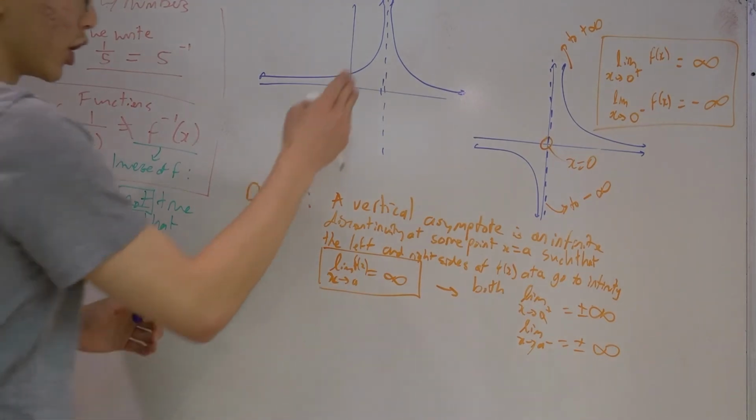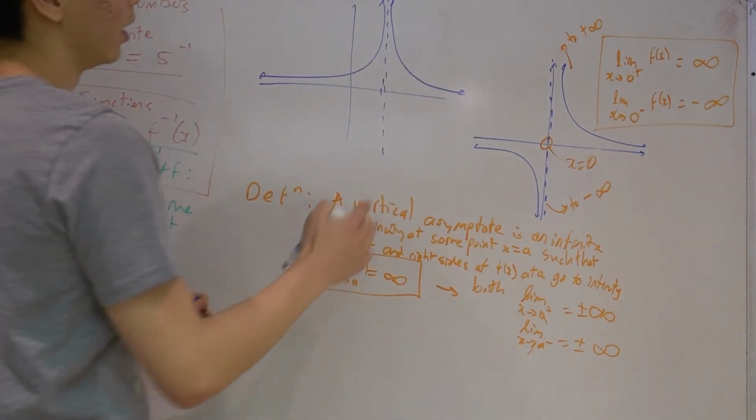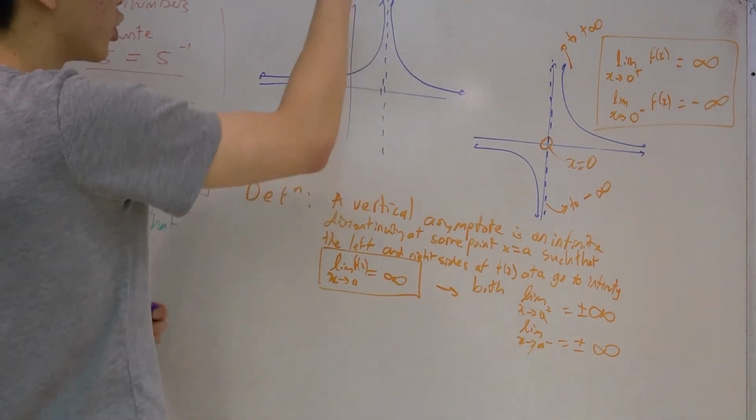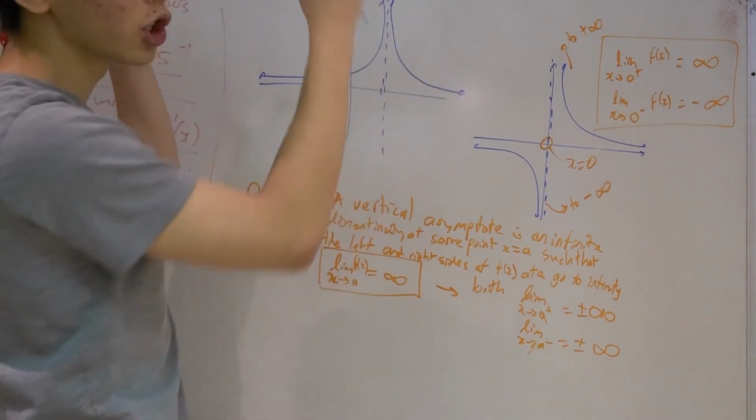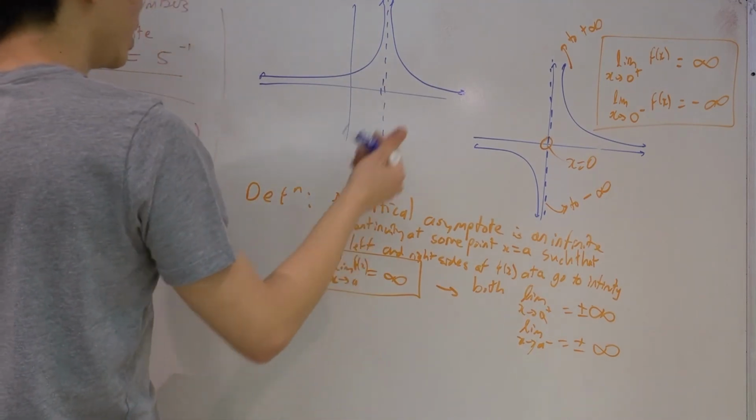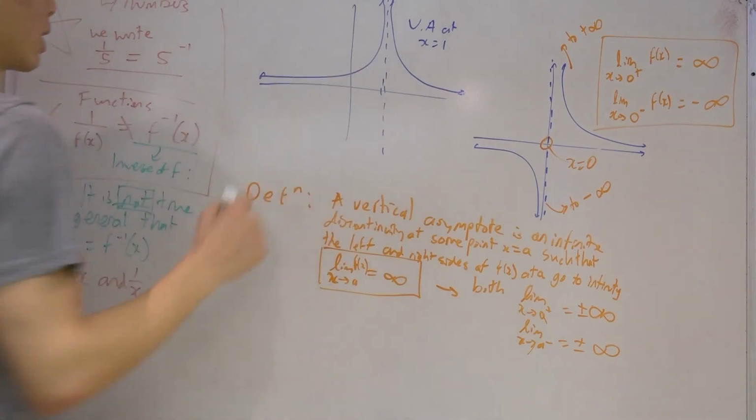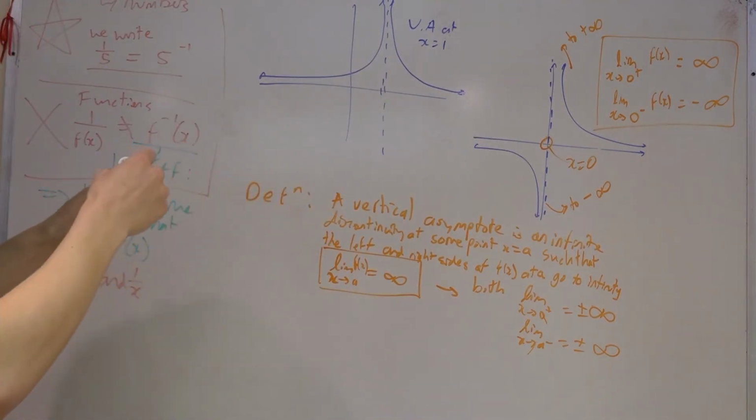So it's fine to shift it a little bit left and right to show that there is a vertical asymptote there. And the dotted line, just for reference, means that the graph never touches that line. Okay. So here we have a vertical asymptote at x equals 1. We'll always indicate it as VA for vertical asymptote.